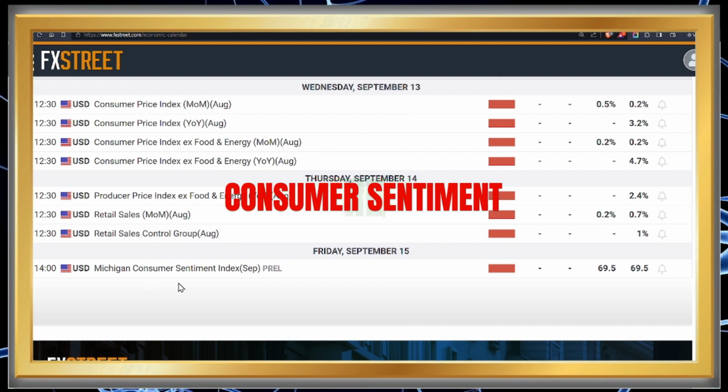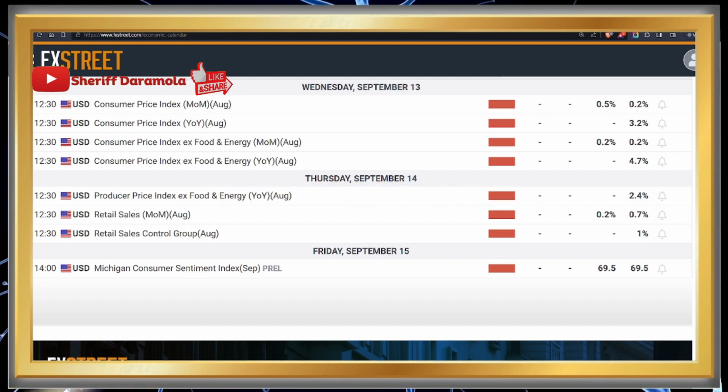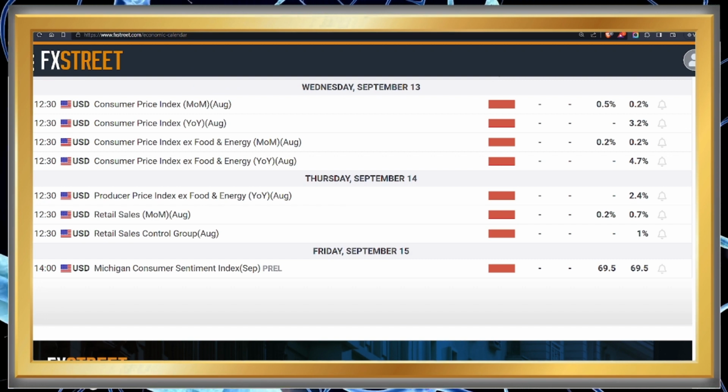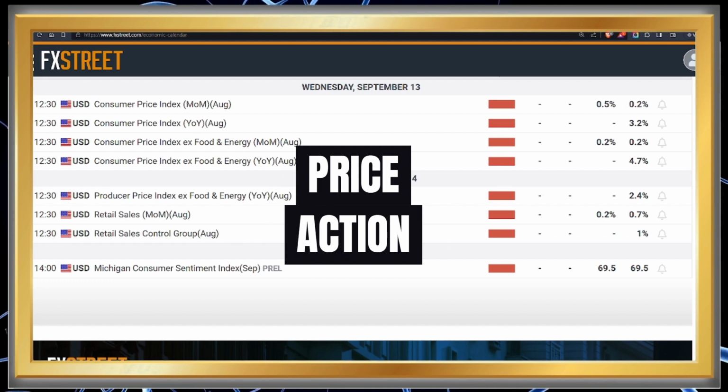Then on Friday, we have the Michigan Consumer Sentiment Index, another index that gauges consumer confidence in the US economy, which of course is going to be a key determinant of if there's going to be a rate hike or not next week, the upper week, sorry. And of course, you can see that this week is laced with a handful of high impact events, which of course, we as technical traders, we want to see how the market will be anticipating this event, which will reflect on the chart as price action.